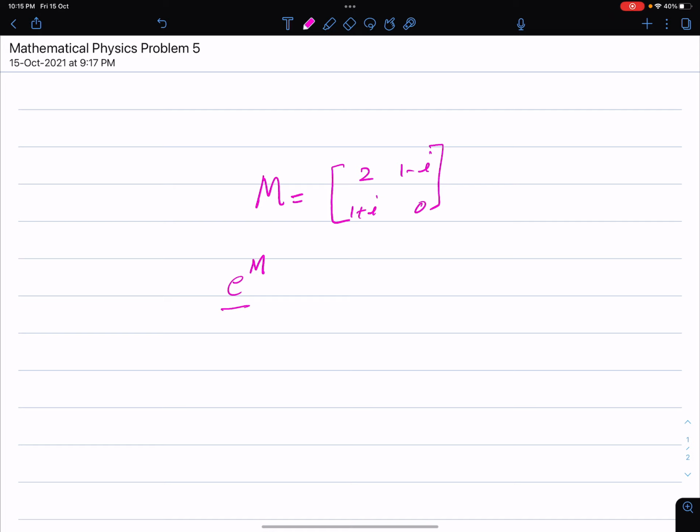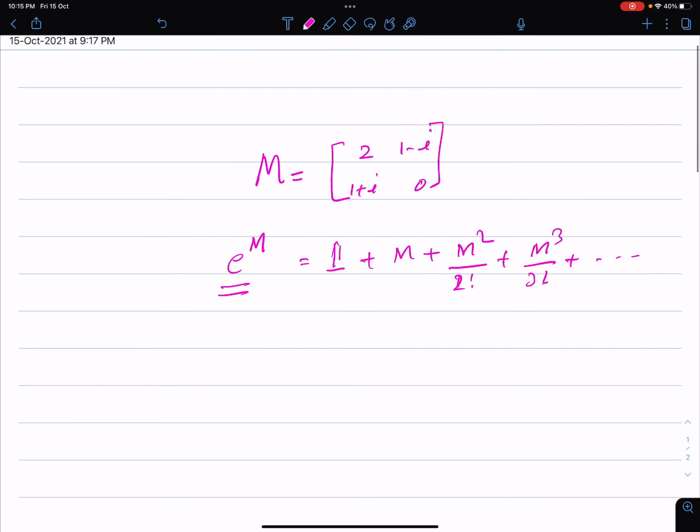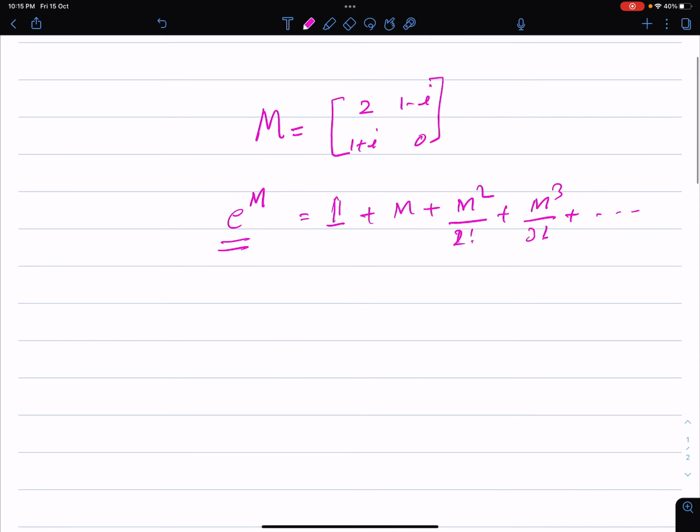One possibility to calculate e power M is to do the series expansion, find all powers of M, and add them. But this will be a tedious job. So this problem we can actually solve easily, because this is a two-dimensional matrix.